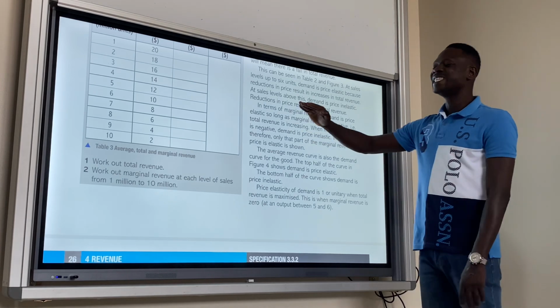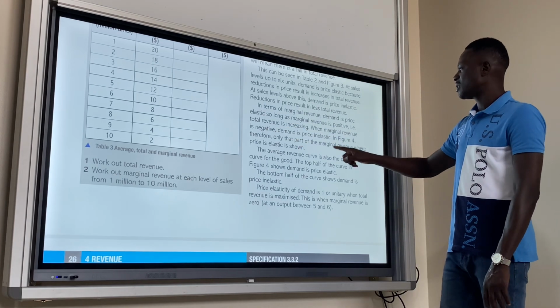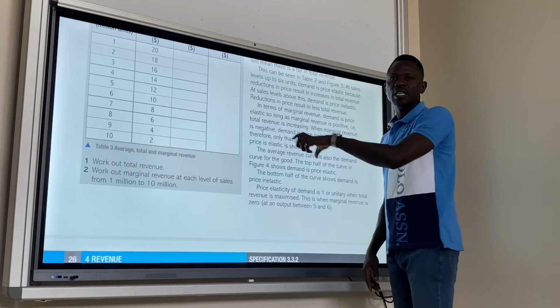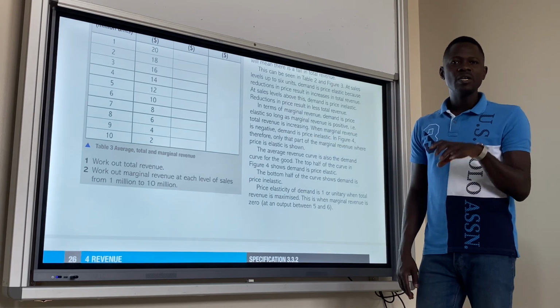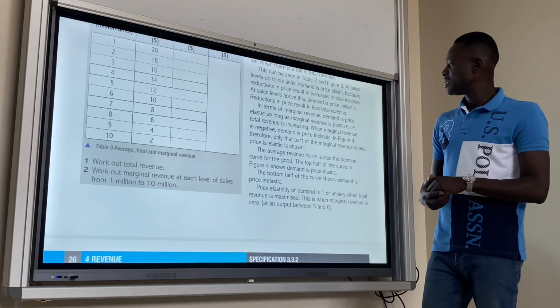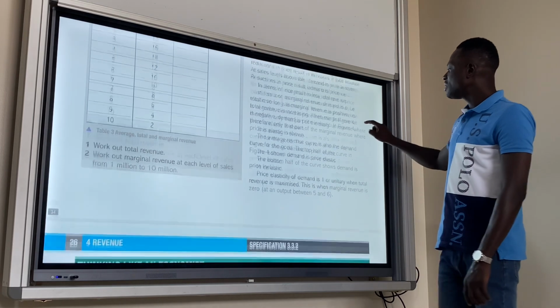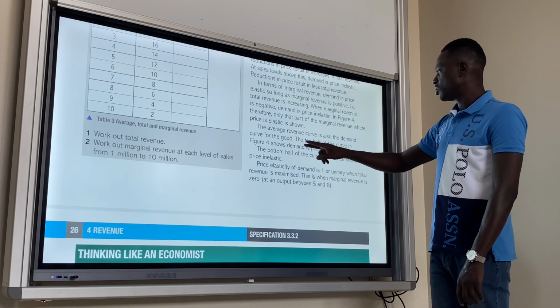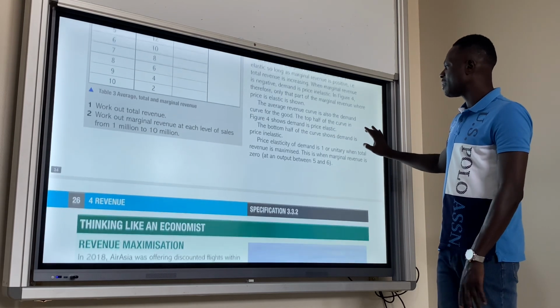When marginal revenue is negative, demand is price inelastic. So if we are having a negative marginal revenue, it means the demand for such a product is price inelastic. So that means our total revenue would fall. The average revenue curve is also the demand curve for the goods. So the top half of the curve is, okay, we talked about that earlier.